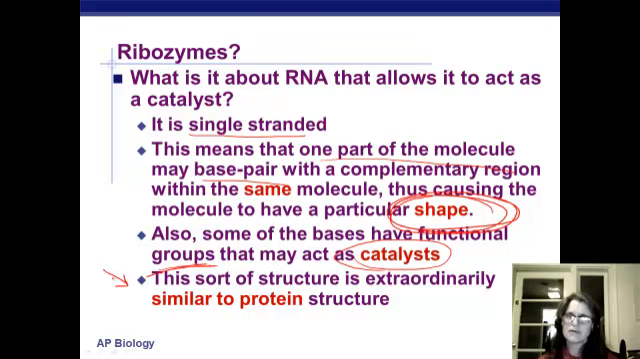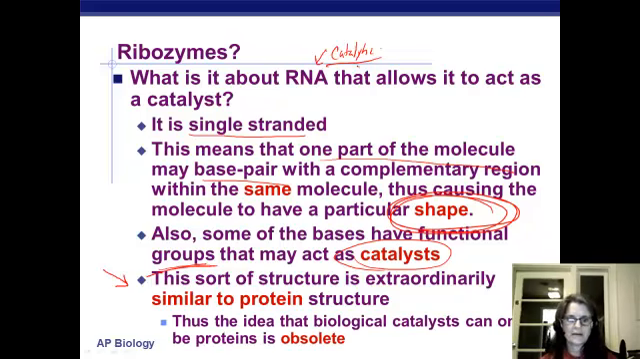So it's kind of important to understand that RNA can have catalytic properties, and that is going to be important, it is thought, for the evolution of life on Earth. And in fact, it's thought that perhaps RNA was really the first genetic material, not DNA. So the idea that biological catalysts can only be proteins is in fact an obsolete one.